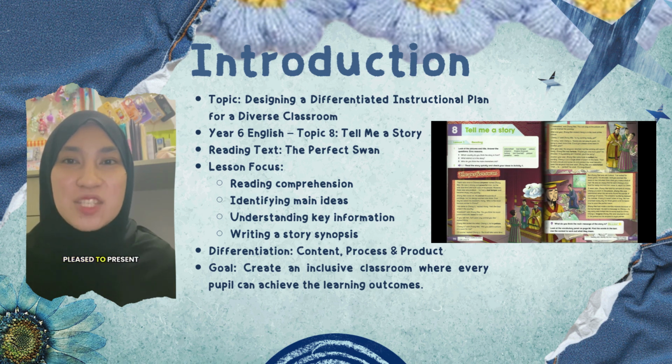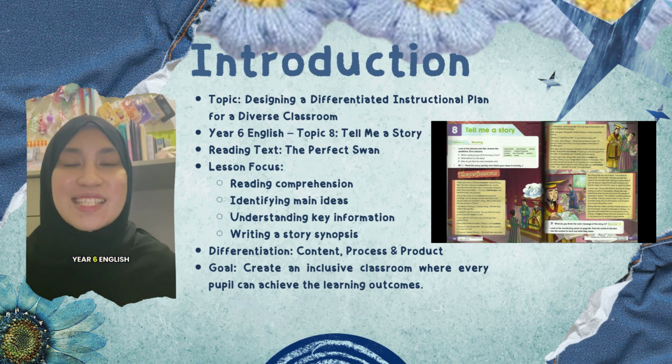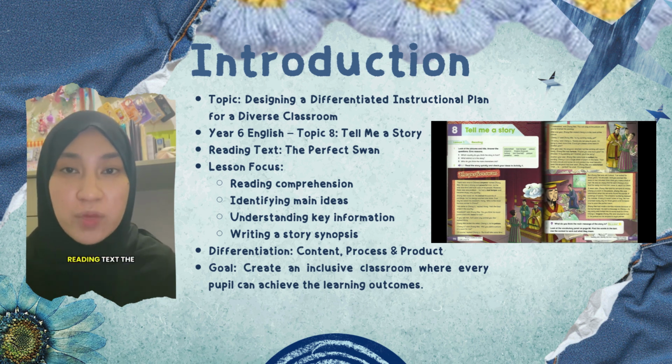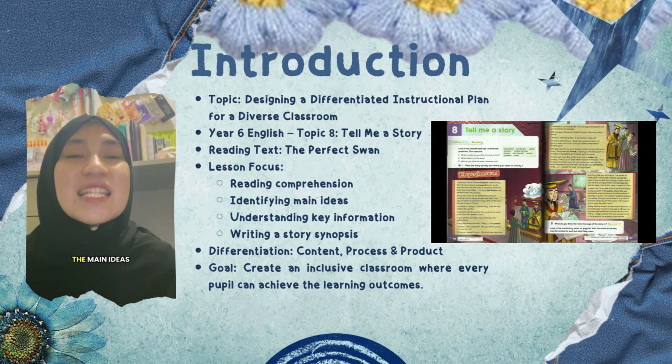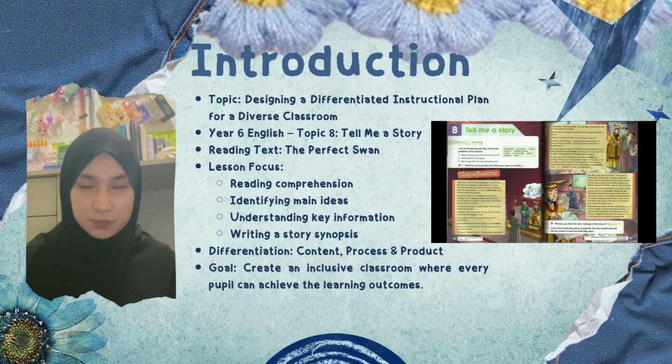Today we are pleased to present our group project on designing a differentiated instructional plan for a diverse classroom. For this project, we developed a comprehensive Year 6 English lesson plan based on Topic 8, Tell Me a Story, using the reading text The Perfect Swarm. Our lesson aims to strengthen pupils' reading comprehension by helping them identify the main ideas, understand the key information, and produce a clear and accurate story synopsis.